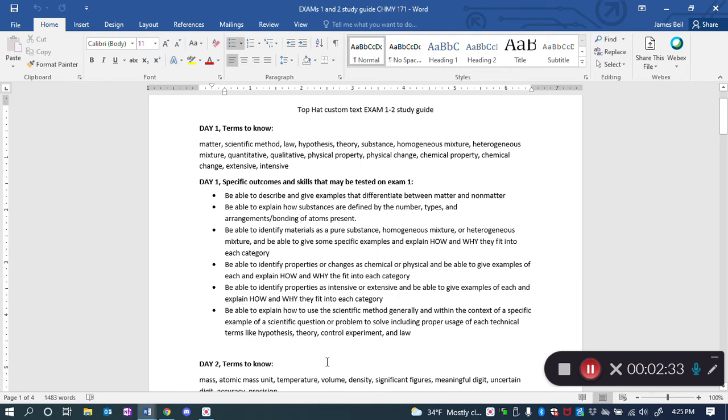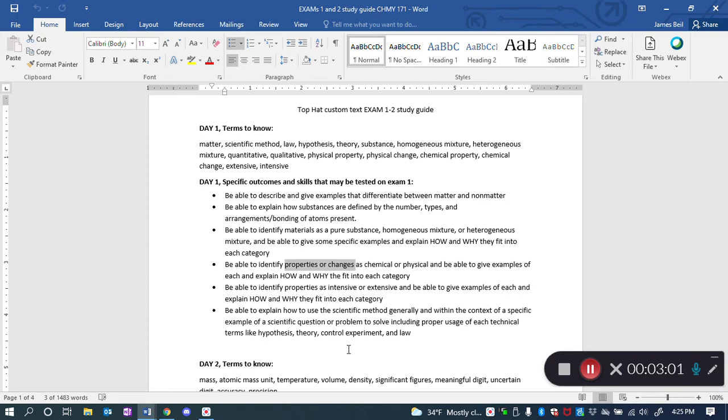And this is a skills-based course, right? So can you describe and give examples of something that is matter versus something that is not matter? Can you identify properties and changes as physical or chemical? Right? So each one of these bullet points describes a skill that you should be able to display or exhibit or demonstrate in an exam situation.